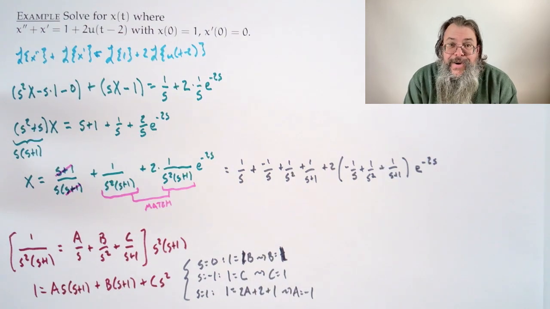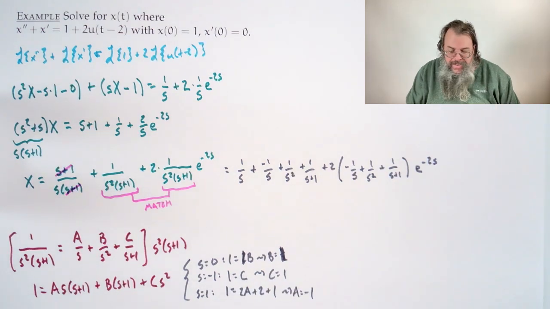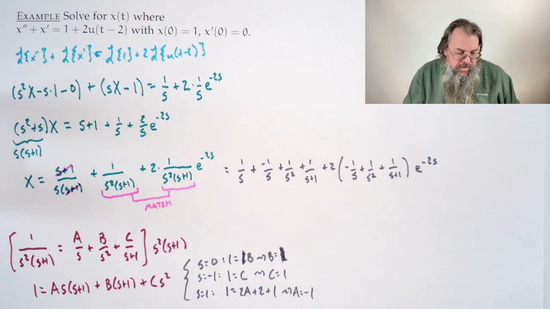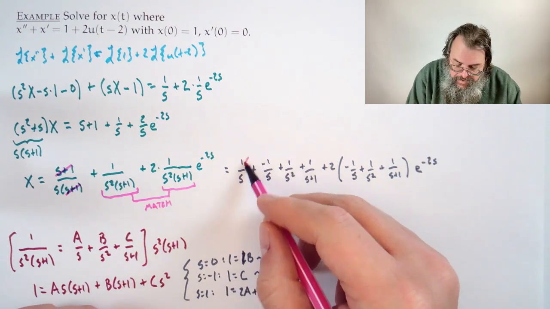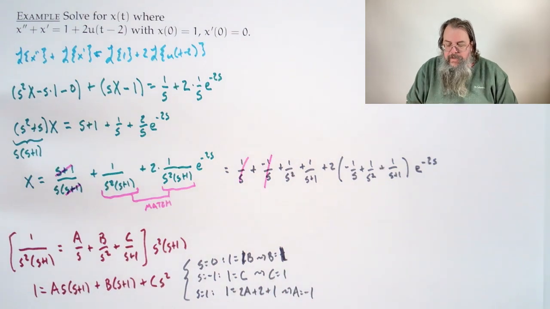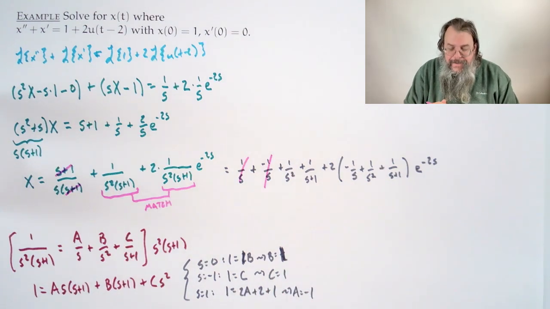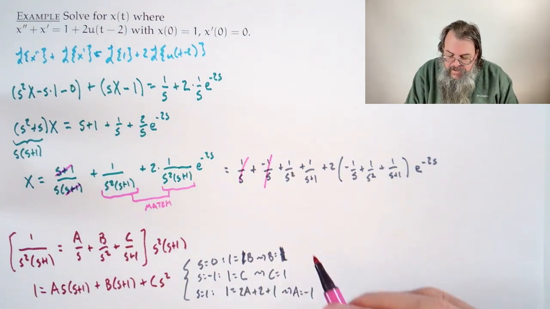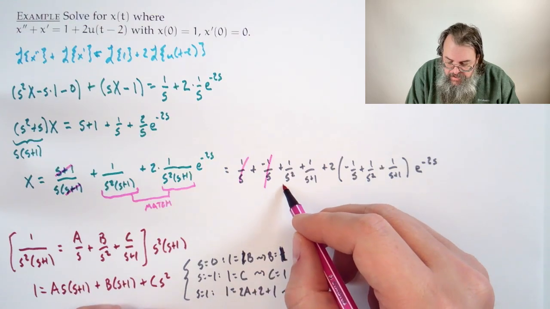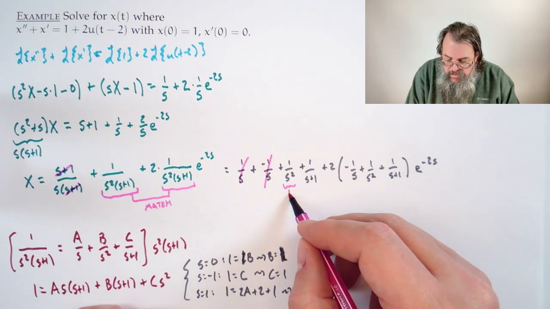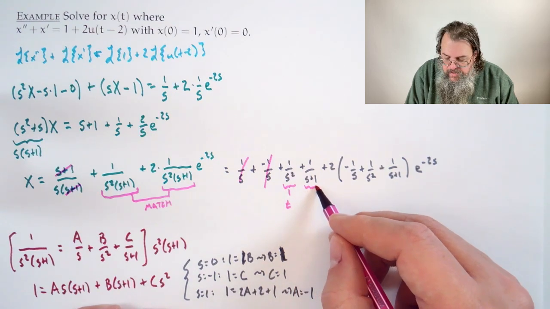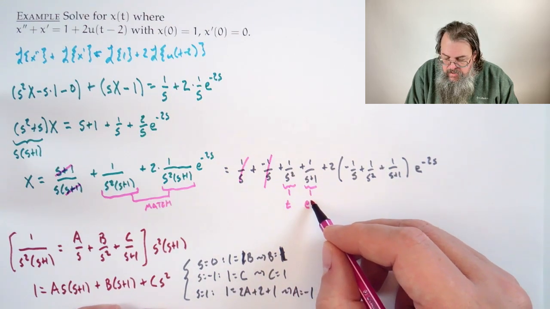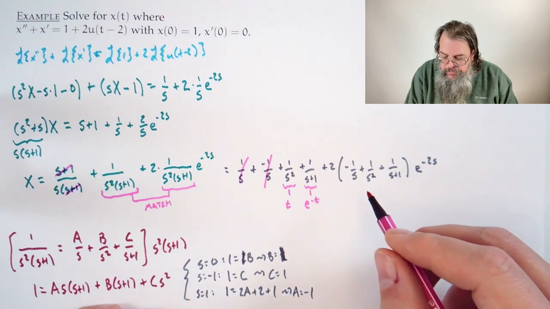Okay. So we're almost there. But you might notice, ooh, very nice cancellation. As if it was meant to be. Okay, let's think about our pieces here. When we're thinking about our inverse Laplace, we say, look, 1 over s squared becomes t. 1 over s plus 1, e to the minus t.